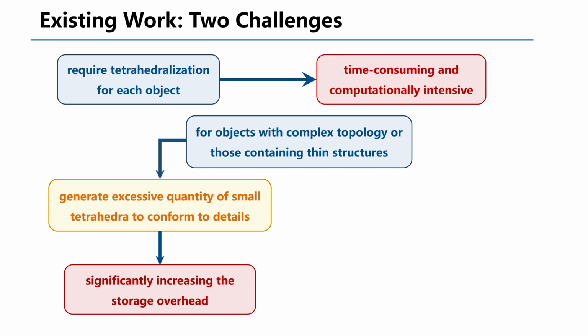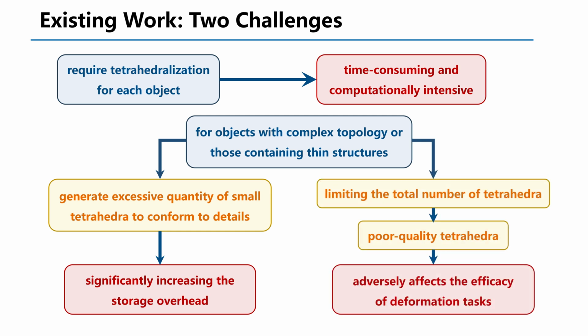In one scenario, to accurately conform to the object's intricate details, an excessive quantity of small tetrahedra is generated, significantly increasing the storage overhead. Alternatively, limiting the total number of tetrahedra often results in the creation of poor-quality tetrahedra, which adversely affects the efficacy of deformation tasks.